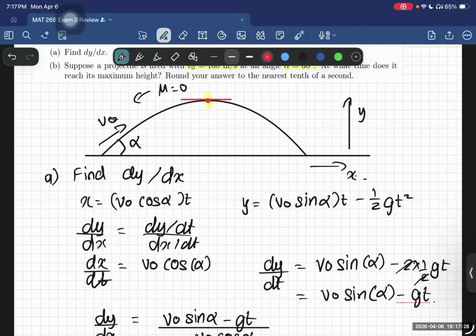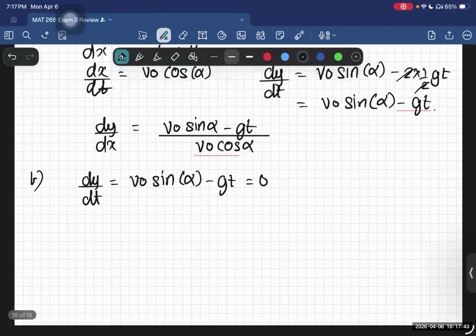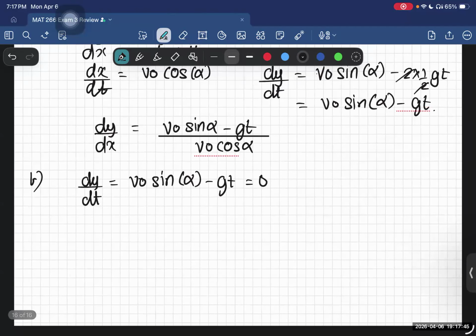It's kind of like when you reach the maximum velocity, or sorry, the maximum height, you tend to see that objects seem to take a pause and then start to dip. That's this point right here. That's why this is equal to 0. Our slope is equal to 0.